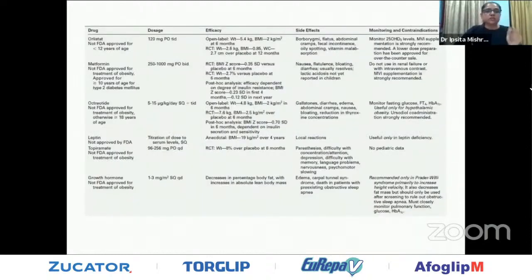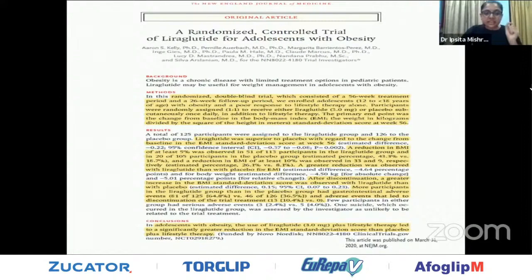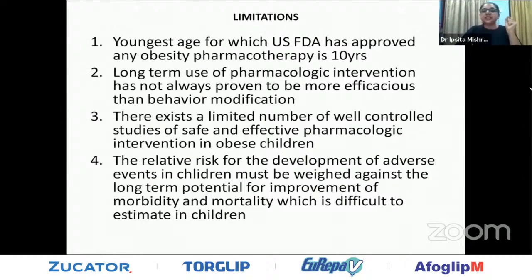There is a long list of drugs, but the only FDA approved drug is Orlistat, which is used in children more than 12 years, and it is not very effective. Only in 1/3 of the patients who take at least a 30 gram fat diet will it probably be effective. Now, this is a recent study published in NEJM, where liraglutide was used in adolescents from 12 to 18 years, and it did find that liraglutide plus lifestyle therapy led to a significantly greater reduction in BMI standard deviation score. Always keep the limitations of pharmacotherapy in mind. The youngest age for which the US FDA has approved obesity pharmacotherapy is 10 years.